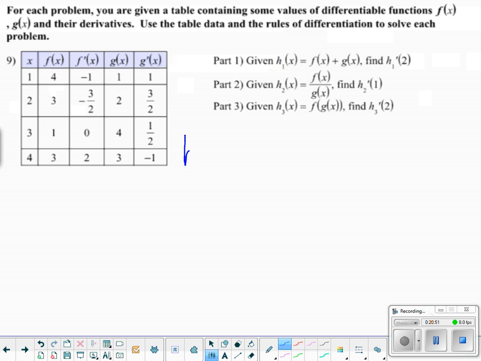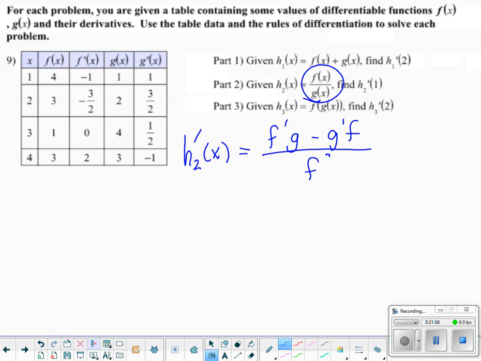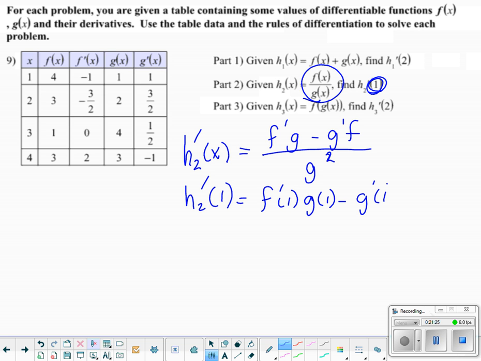On to the next one. Part 2. h sub 2 of x is a fraction. We want the derivative. How do I take derivatives of fractions? I use a thing called the quotient rule. f prime g minus g prime f over g squared, bottom squared. We want to evaluate this one at 1. Alrighty. h sub 2 prime of 1 will be an f prime of 1, a g of 1, minus a g prime of 1, f of 1, all over a g of 1 squared.